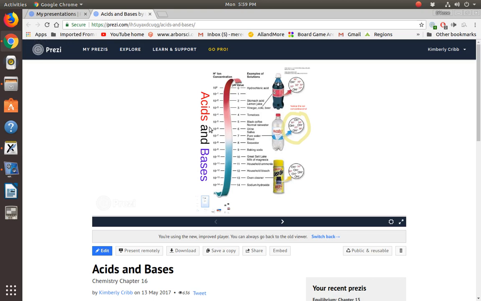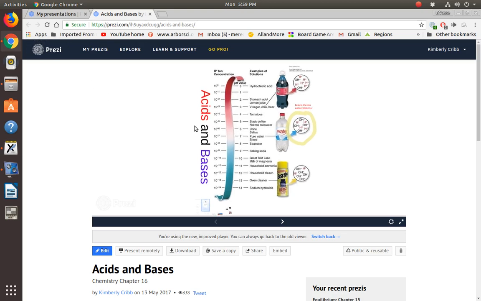Let's look at the Prezi real quick. This is the Prezi for acids and bases. Notice I have the pHs at the top. We're going to talk about pH and what that means, but the pH value, if it's 0, that's a super strong acid, like hydrochloric. That's the kind in your stomach.